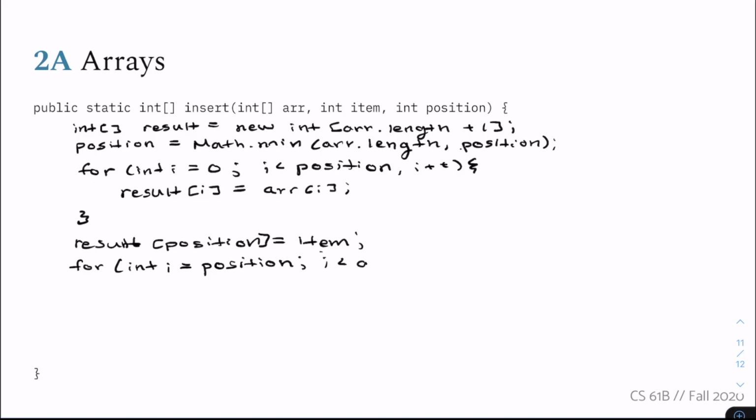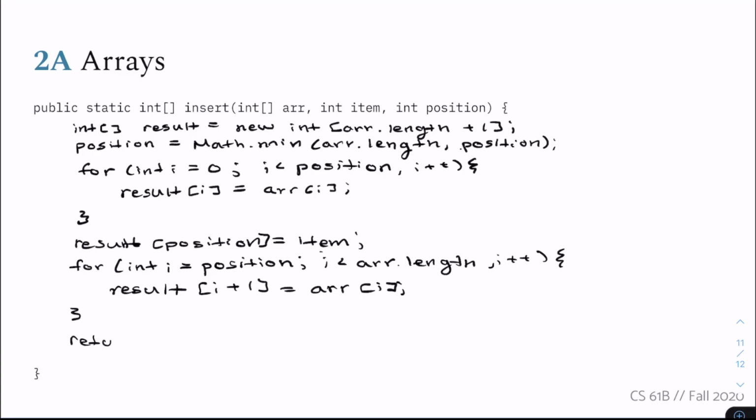And we'll go until we hit the end of the old array, I++. And then all we do is, we're shifting over everything by 1 now, so result[I + 1] is equal to R[I]. And then we can return result.